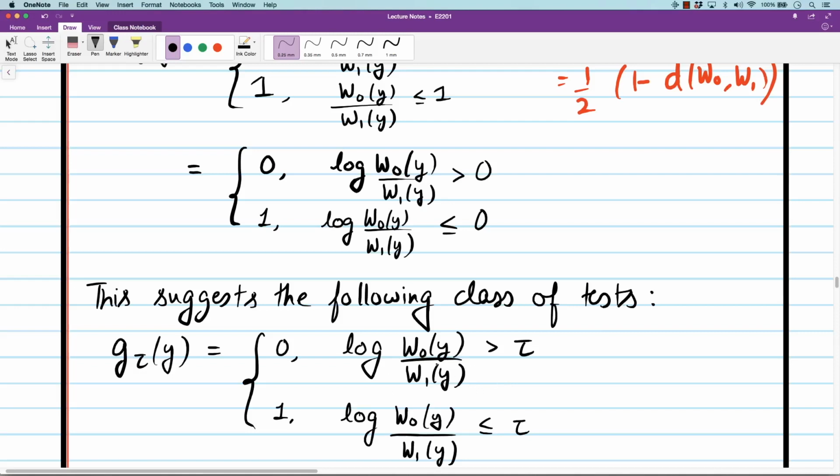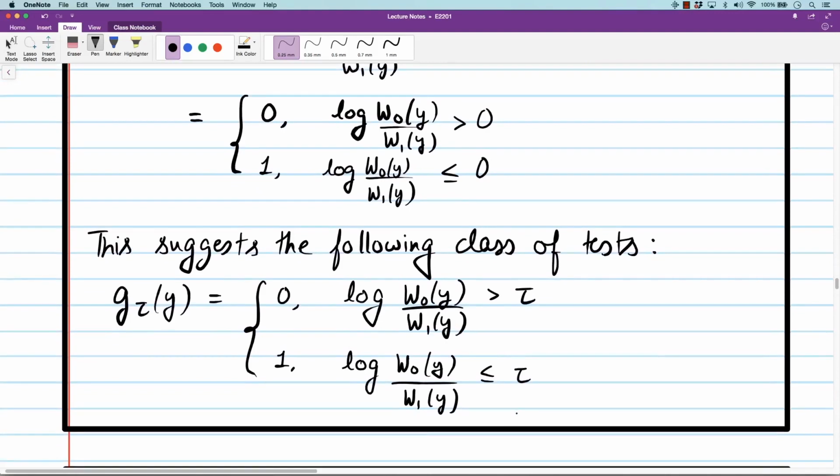So here you will declare 0 if the log likelihood ratio of 0 versus 1 exceeds some threshold tau. This is some threshold tau, which is a feature of the test in the sense that you have to define it to use this test. And it will declare 1 if the log likelihood ratio of 0 by 1 is less than or equal to tau. So if you prefer W0 over W1 in this sense, then you declare 0, and if you don't prefer W0 over W1, then you declare 1. This is an important class of tests which is used in practice.